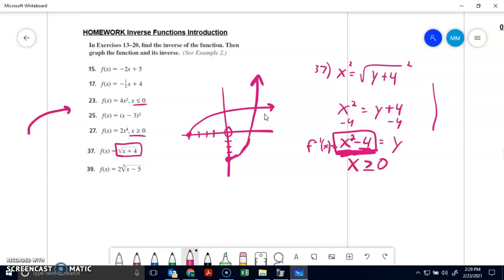Okay. And then 39 should be pretty easy. Let me just give you the answer here. So we would divide by 2 and raise it to the 3rd power, and add 5. So, and I would even say, let's do 1/2 to the third power, so 1/8 x to the third plus 5. So that's the inverse f negative 1 of x.